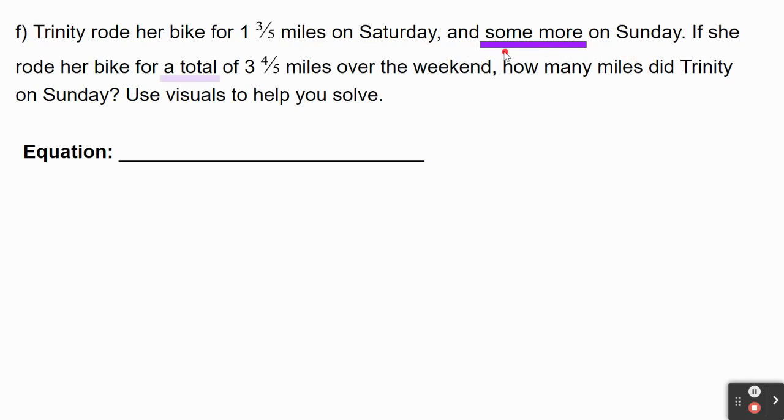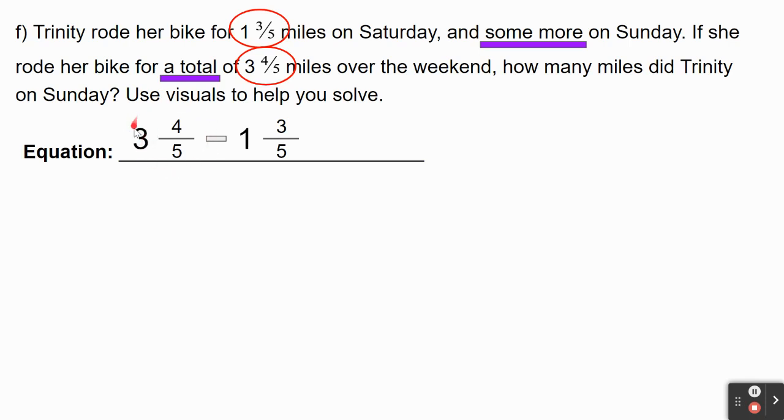We do know the total amount that Trinity rode, which is 3 4/5. So if we know the total, but we're missing part of the amount that she rode on Sunday, we know we're going to be subtracting to find out the amount that she rode on Sunday. Well, the total amount she rode was 3 4/5. So that's going to be the first number in our subtraction problem. She rode 1 3/5 on Saturday. So we're going to subtract that to find out how much she rode on Sunday. Let's use visuals to help us here.